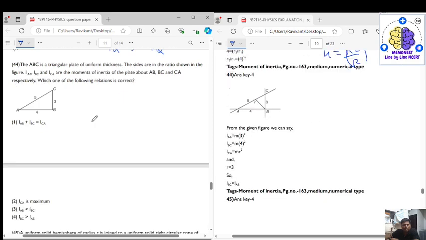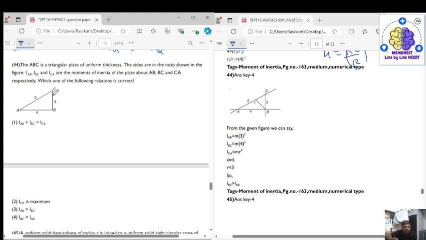Right. Next, coming to question number 44. Question 44 says that ABC is a triangular plate of uniform thickness. The sides are of the ratio shown in the figure. IAB, IBC, ICA are the moments of inertia of the plate about AB, BC and CA respectively. Which one of the following relations is correct? So they are asking you to compare the three moments of inertia.